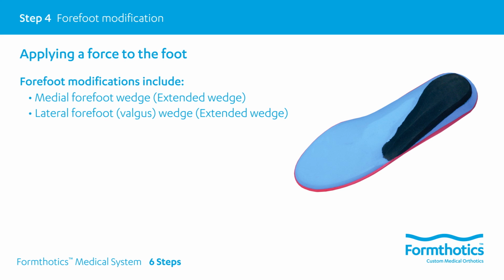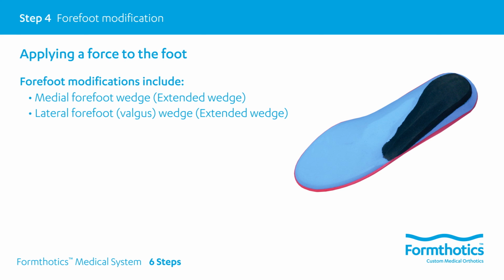Lateral forefoot wedge. Use the extended wedge and trim to the desired length. Place the thick of the wedge to the lateral side of Formthotics and the thin, beveled side to the medial side. A lateral force will be provided to the forefoot. This is useful in a number of situations, for example, when the forefoot has a tendency to be laterally unstable.